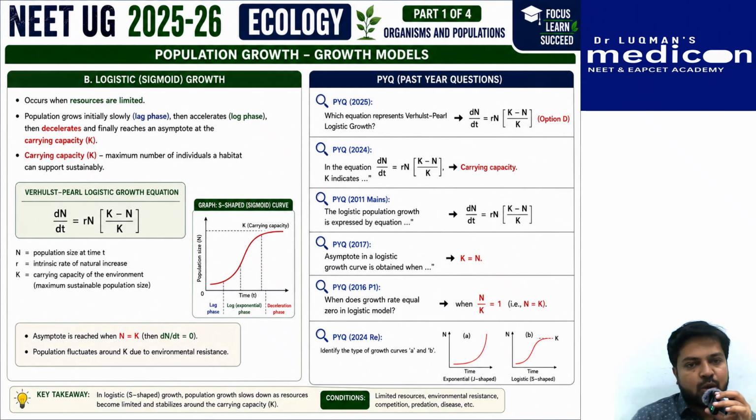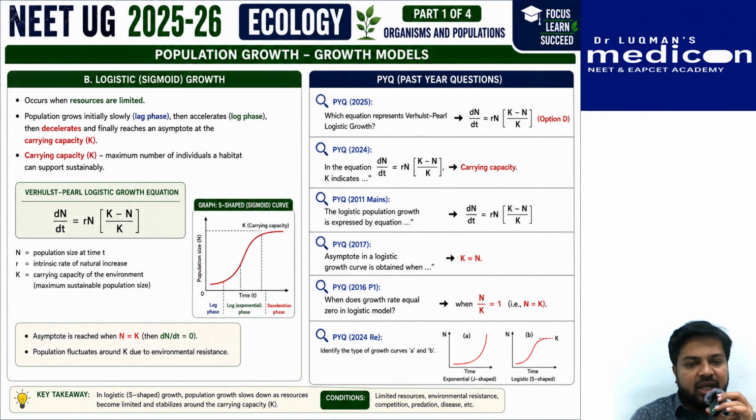Let's see the previous year question. Which equation represents the Verhulst-Pearl logistic growth? He is going to give you the equation directly. You have to learn that by heart. In the equation, K stands for carrying capacity. The logistic population growth is expressed by the same equation. The question is about the equation. Asymptote in a logistic growth curve is obtained when K is equal to N.